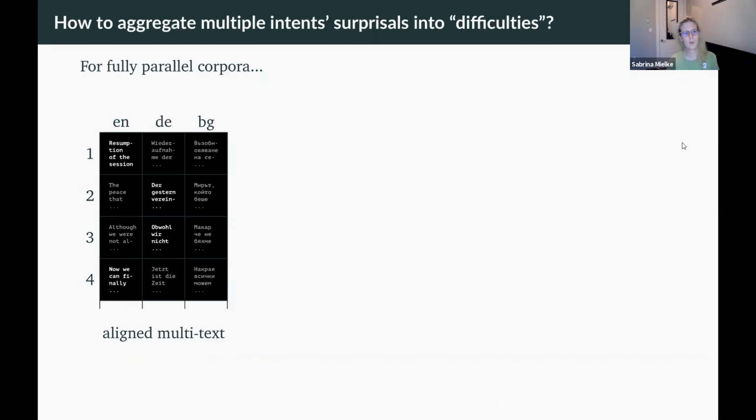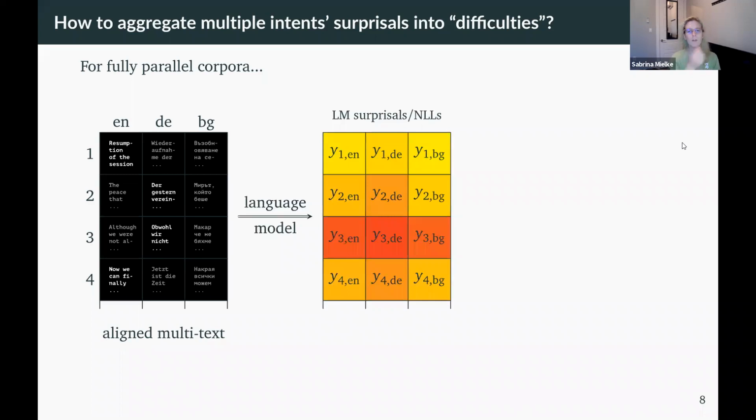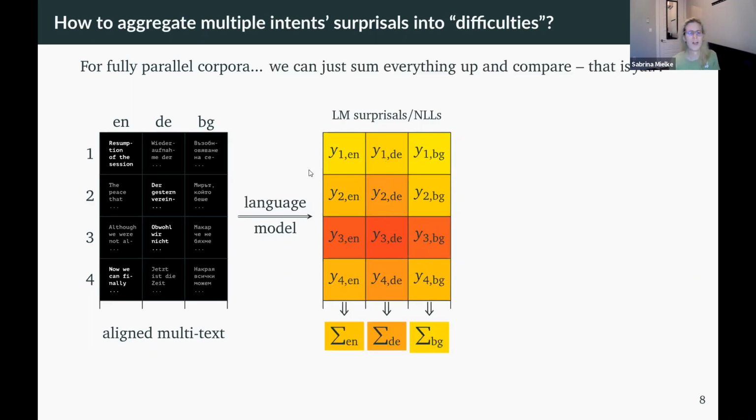If we have this fully parallel corpus, let's say in this case there are 3 languages and 4 sentences in it, it's aligned, great. We can run our language model on each of these, right? The English language model on the English sentences, the German language model on the German sentences, and so on. And we obtain a bunch of surprisals, a bunch of information content. So in this case, I've tried to draw this such that sentence 3 looks kind of difficult. Maybe it's just very long. German looks a little bit more difficult than English and Bulgarian. Okay, fine, something like that. And so we could just sum them or average them. I mean, same thing really, and that's fine.